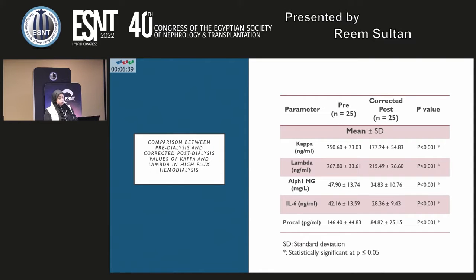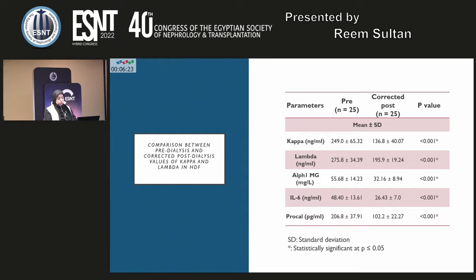Our results showed that there was a statistically significant reduction between the pre and post levels of all molecules on high-flux hemodialysis using our 2.6 meters square filter, with p-value less than 0.001. There was also a statistically significant reduction between pre and post levels of all molecules on HDF, with p-value less than 0.001.